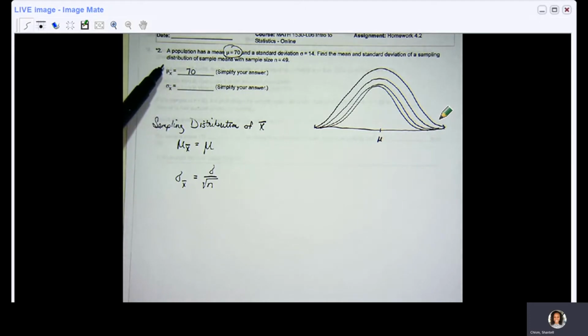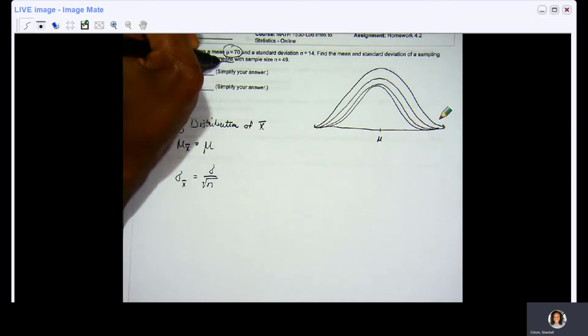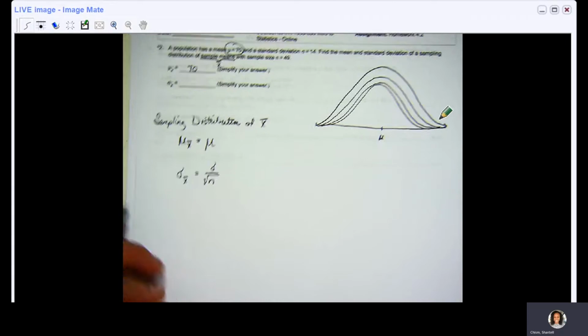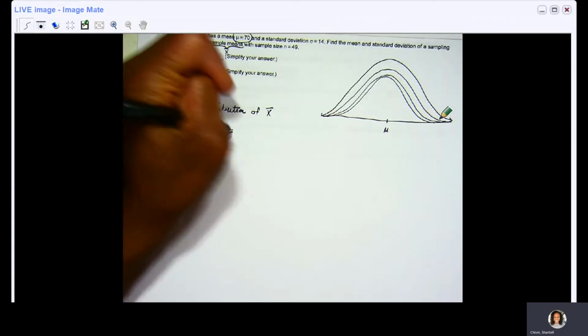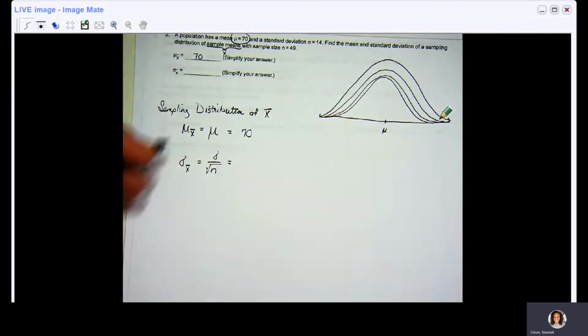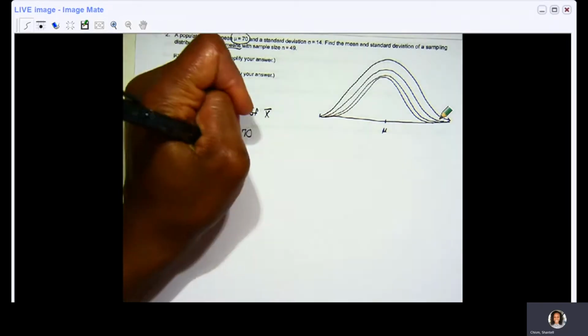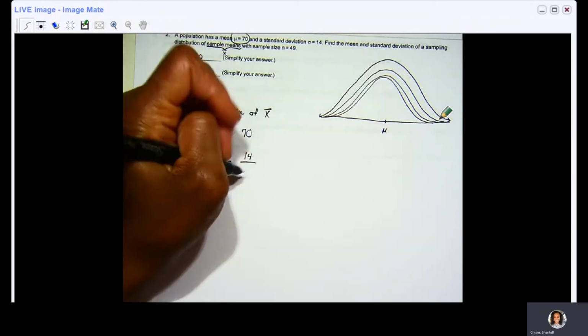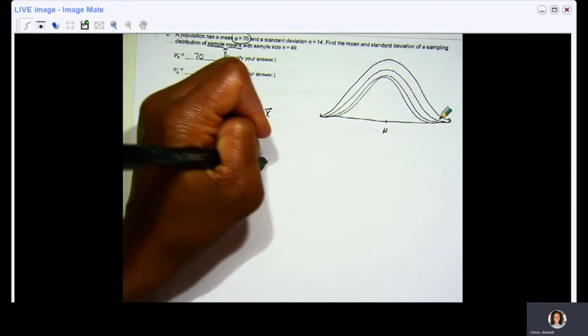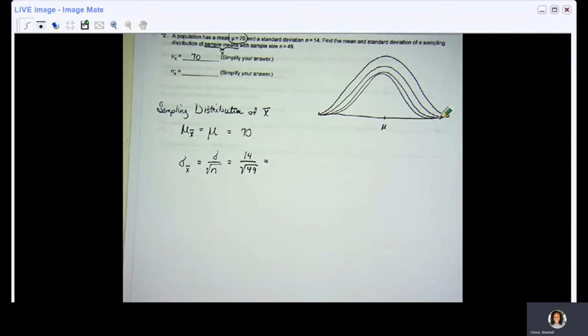Okay, find the mean and standard deviation of a sampling distribution of X bar with a sample size of n equals 49. So that means mu sub x is 70, and sigma sub x will be the original sigma, 14, divided by the square root of n, which is 49. And of course, we're going to simplify that.